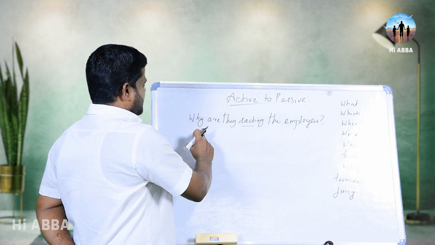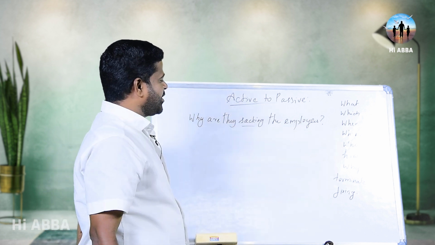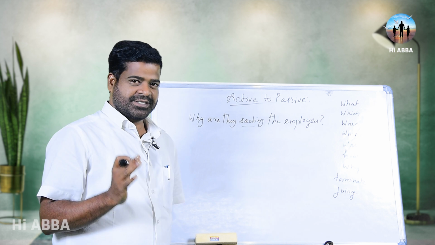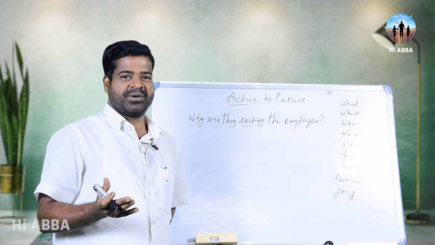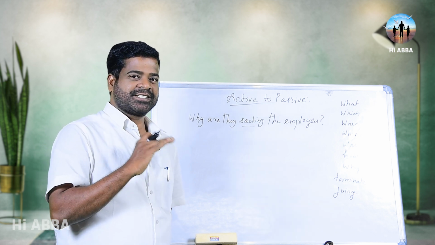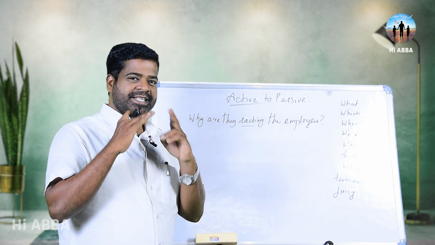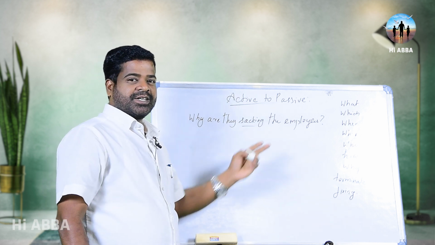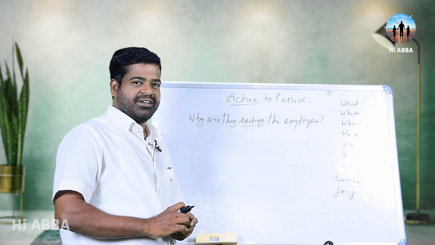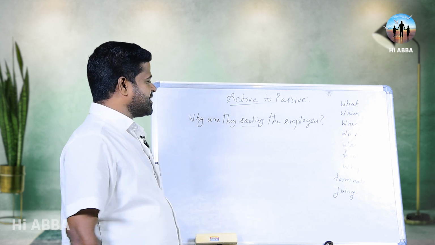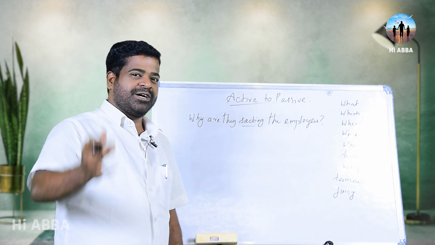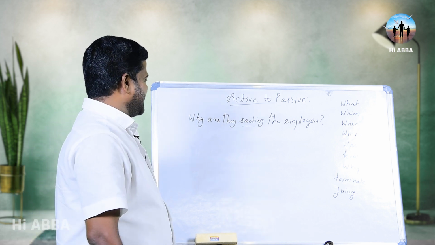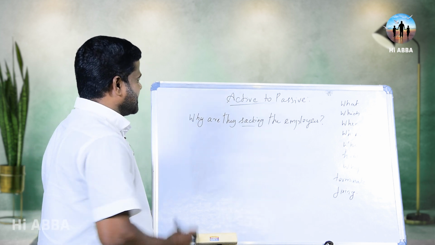Now take this sentence. Why are they sacking the employees? Because in most corporate companies this happens. For a certain period they will employ certain employees. After some time, when the task is over, or they are not able to meet their needs, they will sack most of the employees. That's called bulk sacking. All of a sudden, in great number, they will sack them. We are not worried about that now. We are worried about the English here. Now you see, why are they sacking the employees?